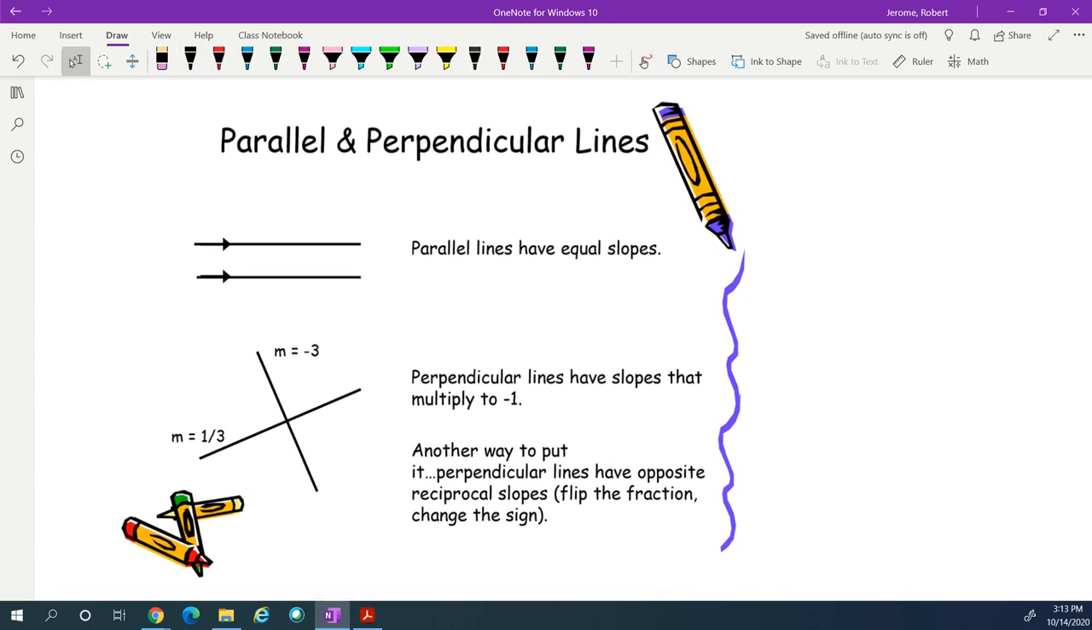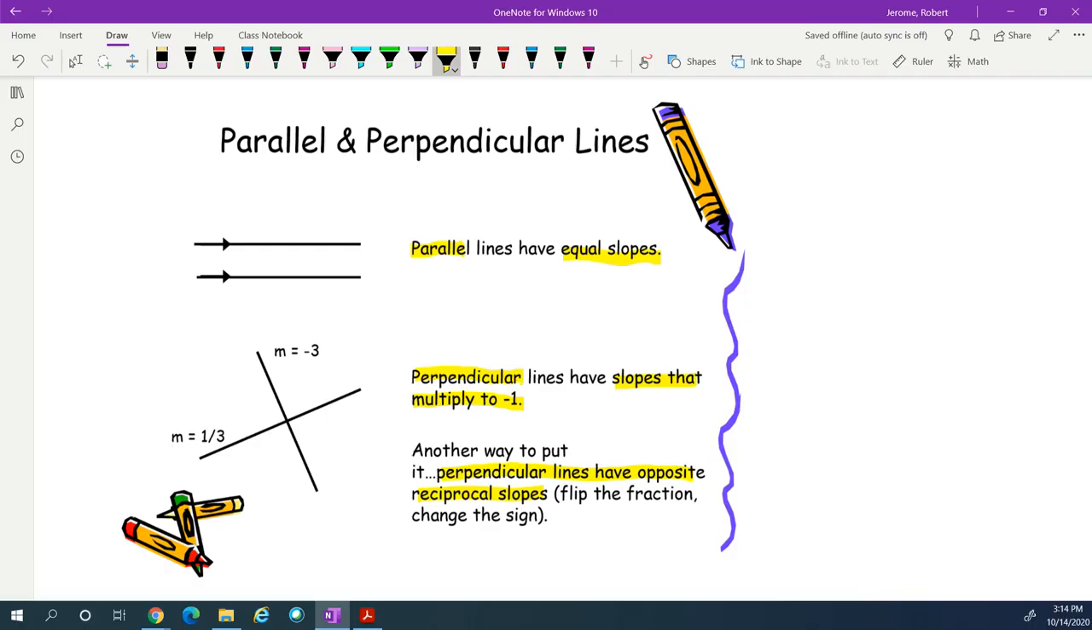Well, parallel lines are going in the same direction. So parallel lines have equal slopes. Parallel equals slope. Perpendicular lines, their slopes multiply to a -1. So you can see in the example, 1/3 times -3 is -1. Another way to say it is that perpendicular lines have opposite reciprocal slopes. Opposite means change the sign. Reciprocal means flip the fraction.